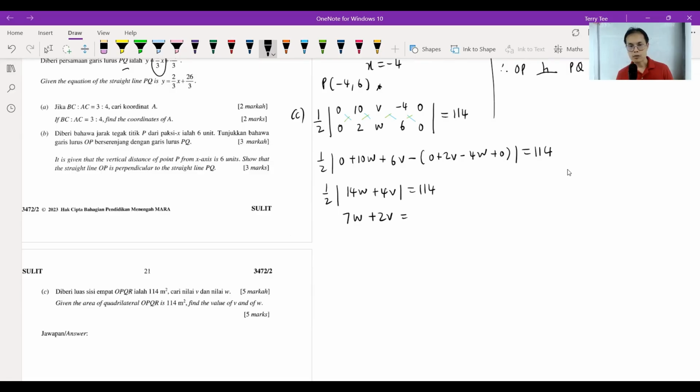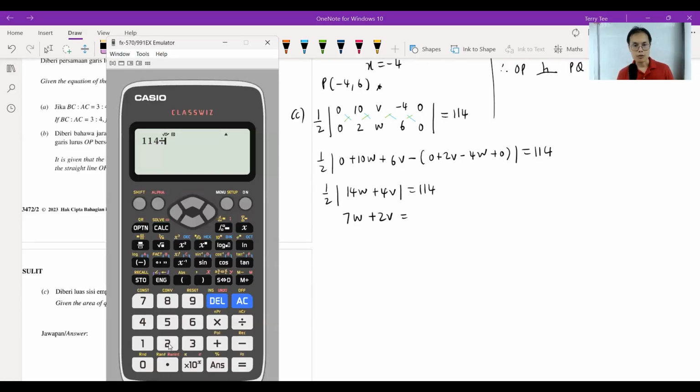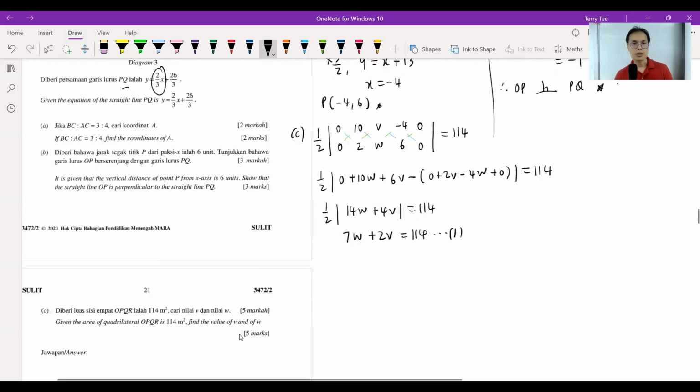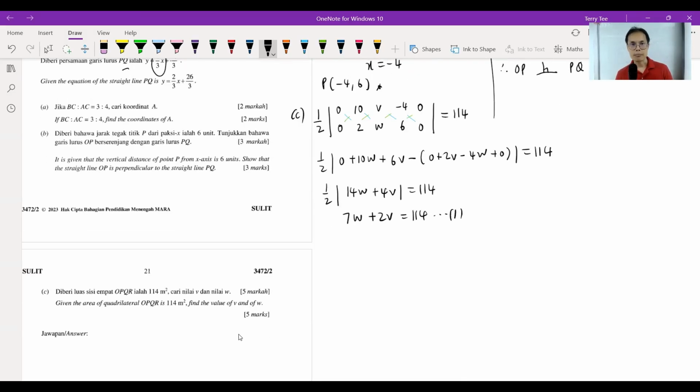You can divide by 2. 114 divided by 2, 57. Okay, wait, I times half over. No need to divide by 2, sorry. I times half inside already. Yeah, this one is equation 1. Okay, my equation number 2 is persamaan garis lurus PQ. My PQ, I have my Y equals to this.